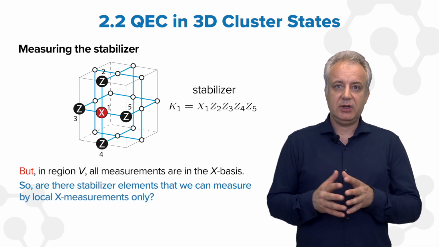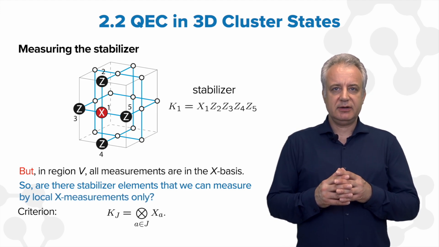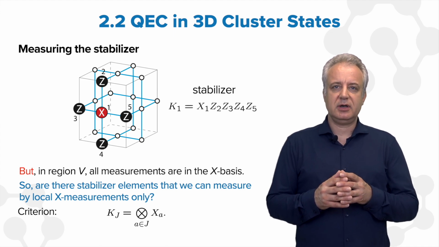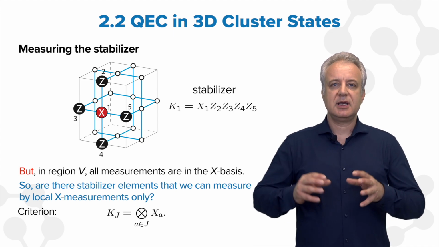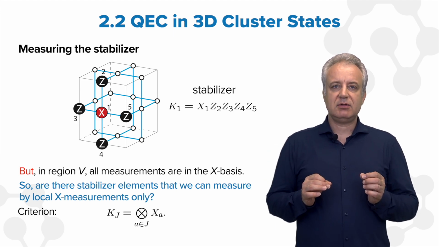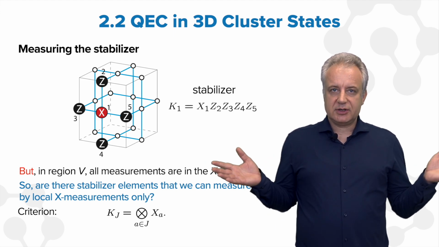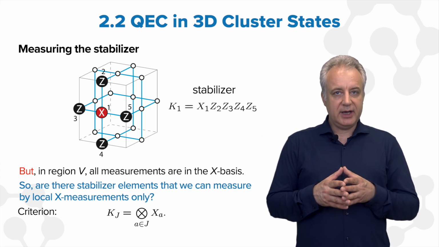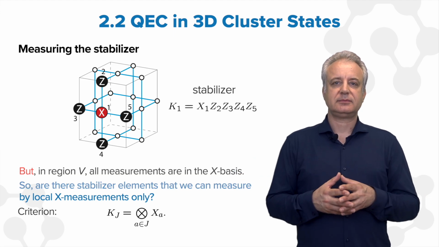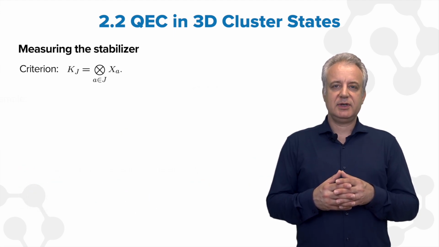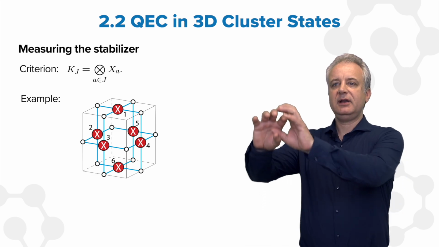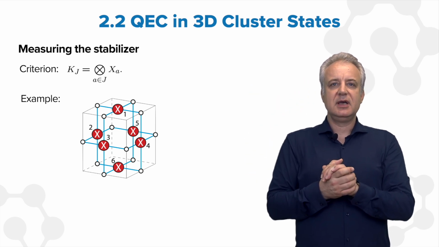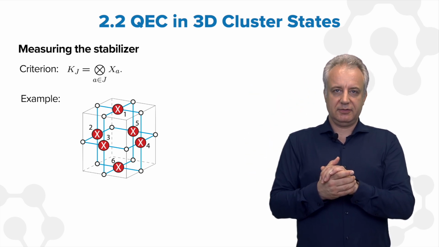So what can we measure? The criterion is this: the stabilizer operator has to be a tensor product of Pauli operator sigma x and identity. So that's our criterion. Now the question is, are there such stabilizer elements, and if so, how many, and what do they look like? Okay, and this is what we see here. We have fairly localized stabilizer operators that are precisely of the required form, sigma x's and identity only.